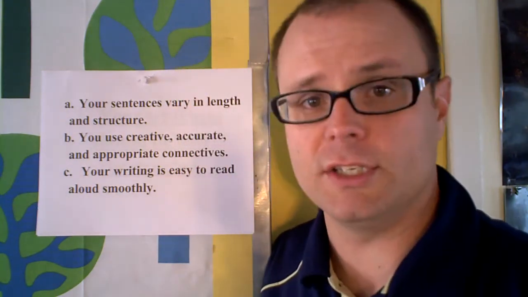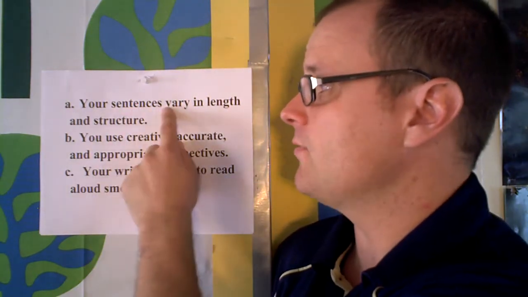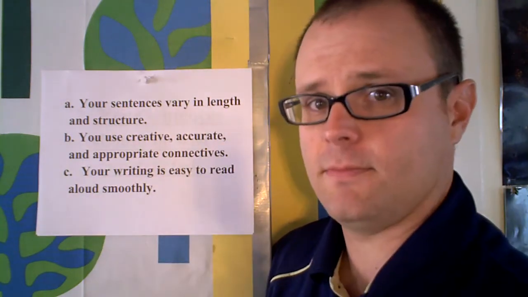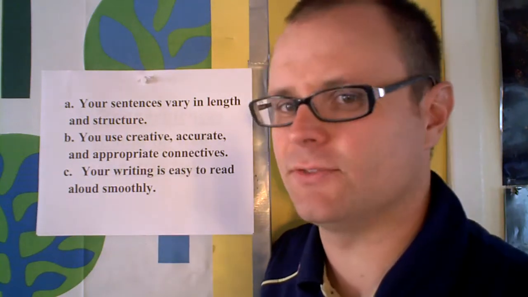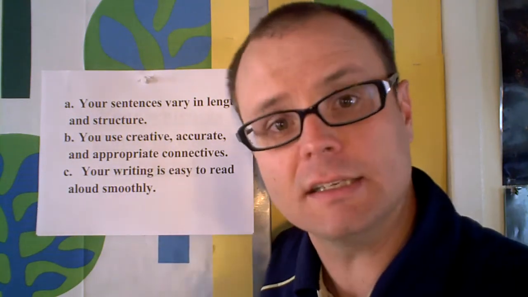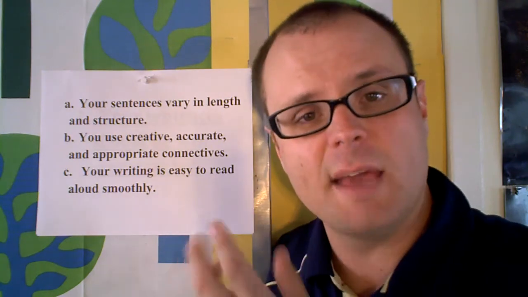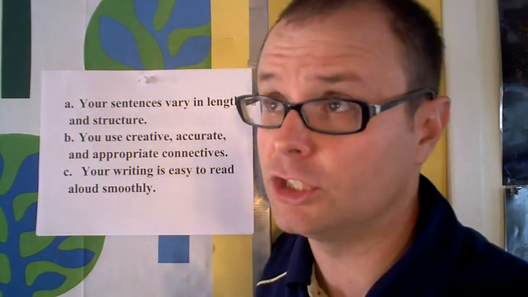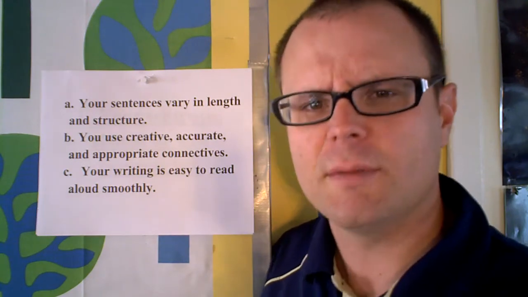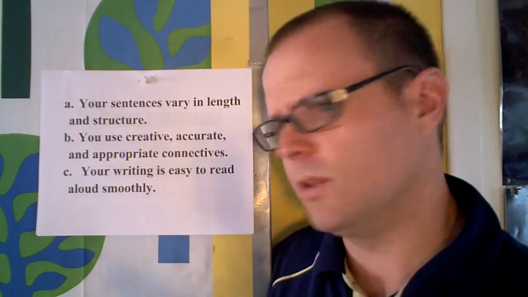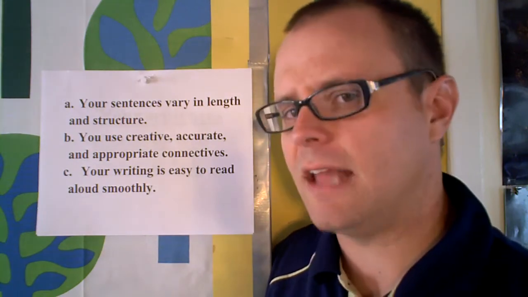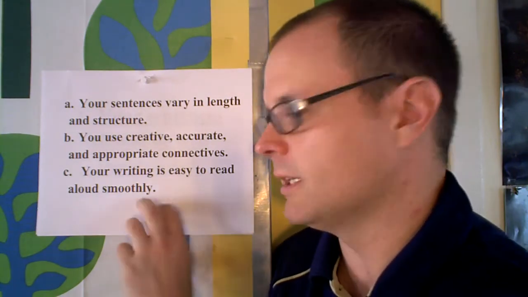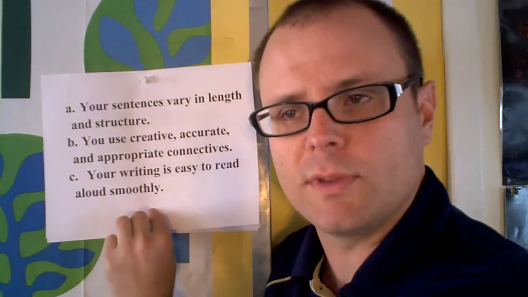And here are some of the technical ways that you can do that. Your sentences vary in length and structure. You use creative, accurate, and appropriate connectives. Connectives are words that connect ideas within the sentences and between sentences. Your conjunctions, of course, are a type of connective, but the prepositional phrases that you use can also act as connectives, and even the way that you transition from sentence to sentence. Now, your writing is easy to read aloud smoothly, so you should be able to flow through your sentences without much trouble.